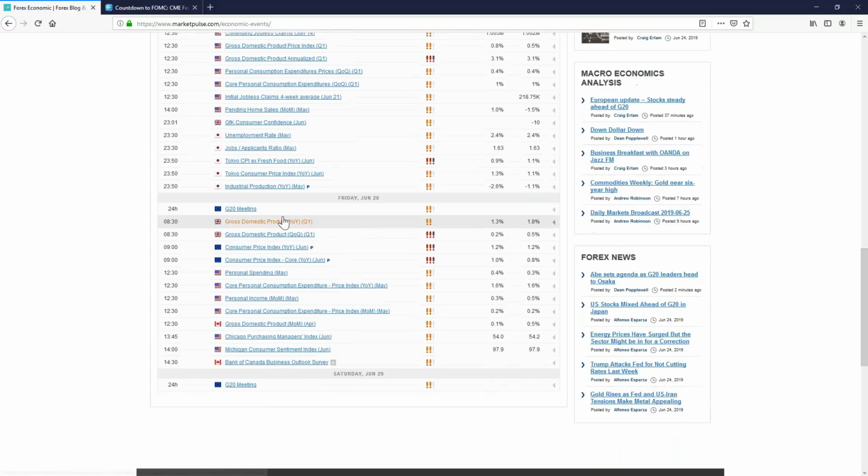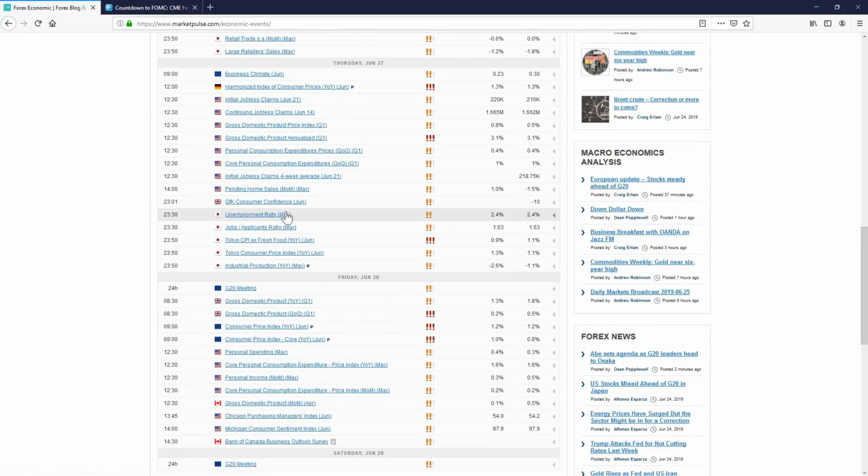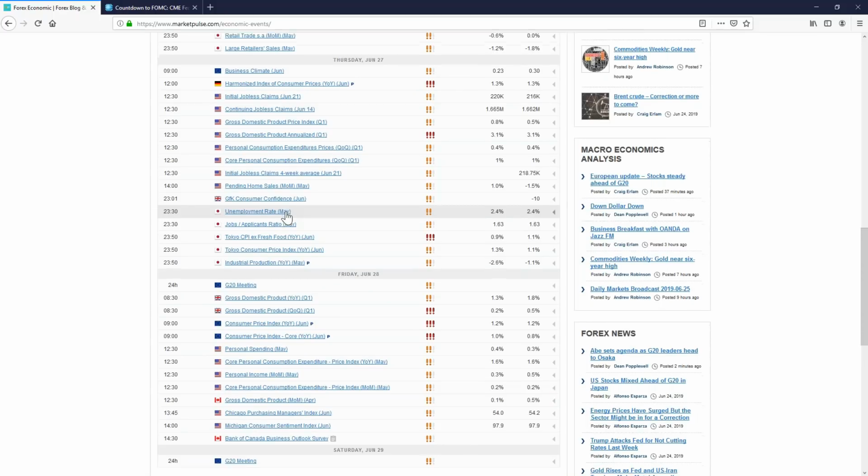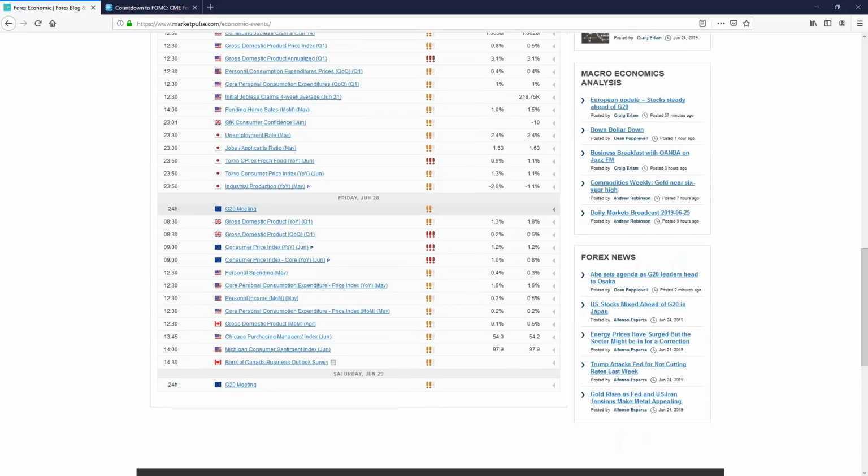Thursday and Friday, we've got GDP data from the UK and also the US. I'm not going to get too hung up on that because it's now June, so this is first quarter data, third revision of the data, so tends to be less impactful. I think the more important one on Friday is going to be the inflation data, core personal consumption expenditure price index, being the Fed's preferred inflation measure.